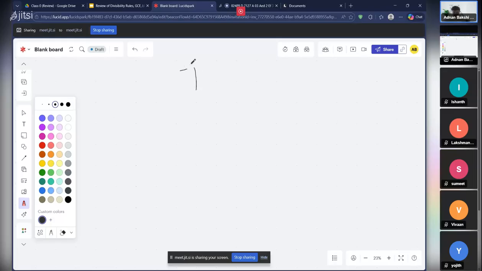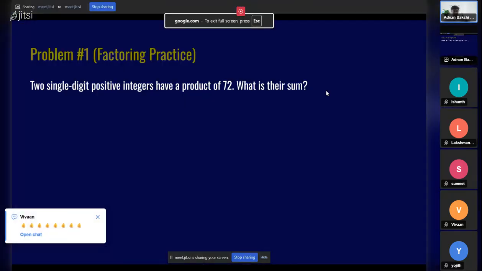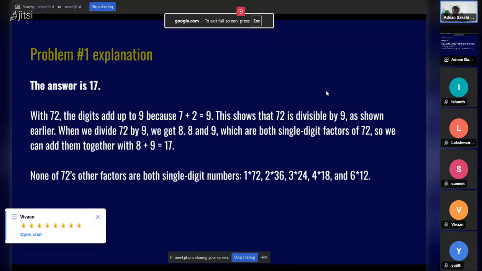So 72. Let's remember to use prime factorization for this, okay? All right. So we know 72 can be divided into 8 and 9. These are literally single digit positive integers. You can just add these together, you get 17. Since they're single digit positive integers, and there are only 2 of them. So good job, Vivian. Okay, let's move on to number 2.